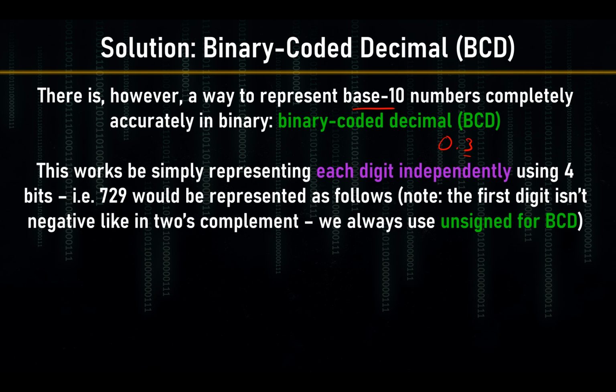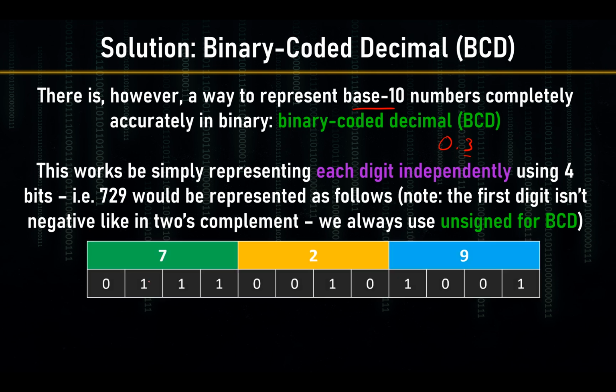The way this works is actually similar to hexadecimal like we've seen before, where we're going to represent each digit independently, and we're going to use 4 bits. For example, 729 will be represented as follows. And note the first digit isn't negative like in 2's complement. We're always going to use unsigned for BCD.